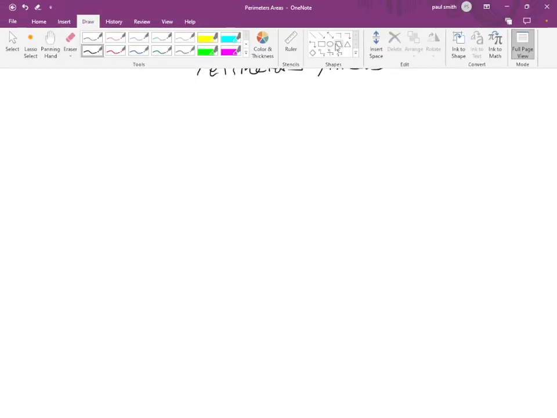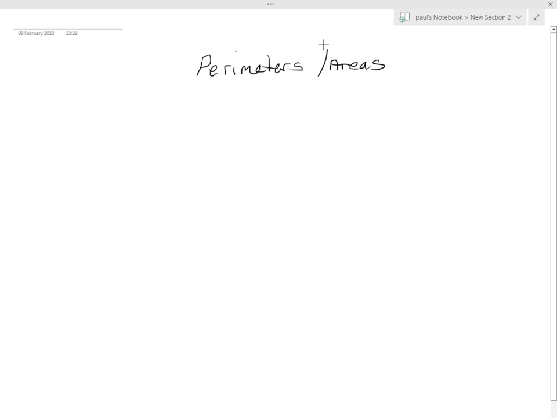Right, this is the second part of lesson 17 for the foundation, and it was all to do with perimeters and areas. Right, okay, so let's do a square so I can get some of these shapes right.